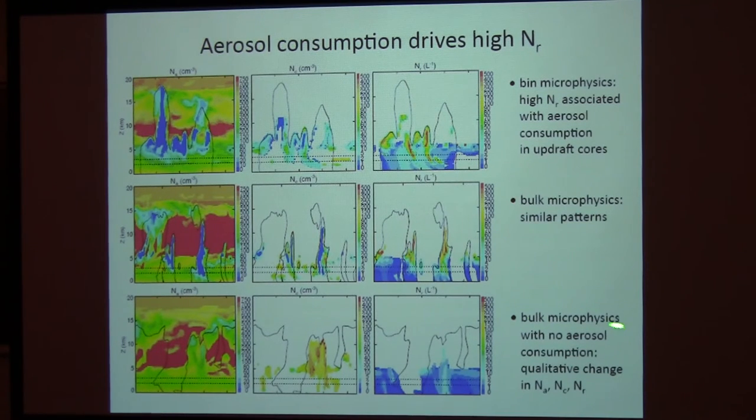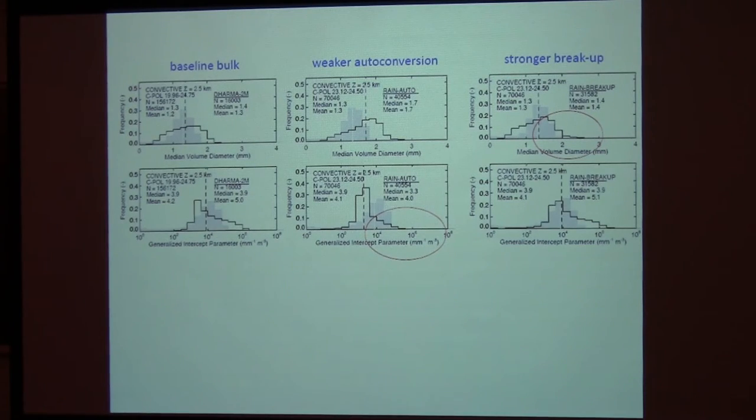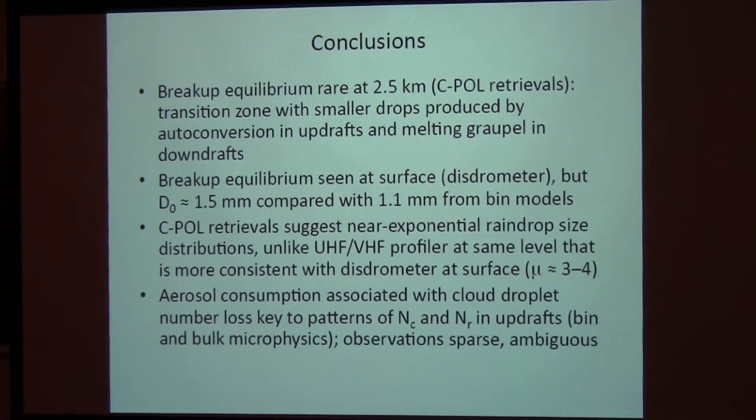This shows an example of a bulk microphysics run with no aerosol consumption. So you don't see that, you only see transport of the aerosols. And there's a qualitative difference in the cloud droplet number concentrations and the rain number concentrations. So I think I'll just go straight to conclusions.